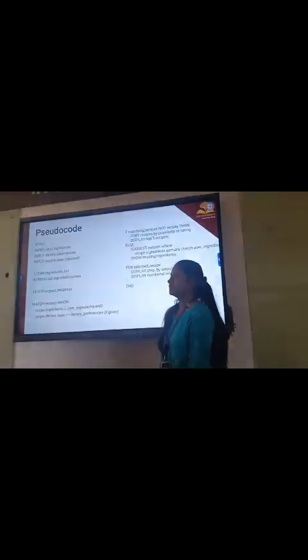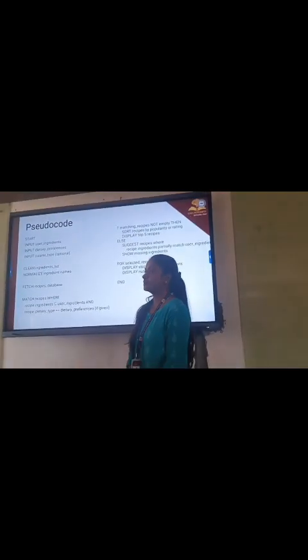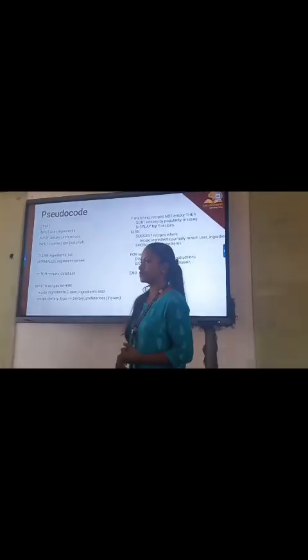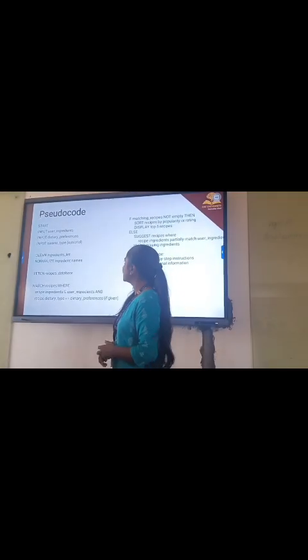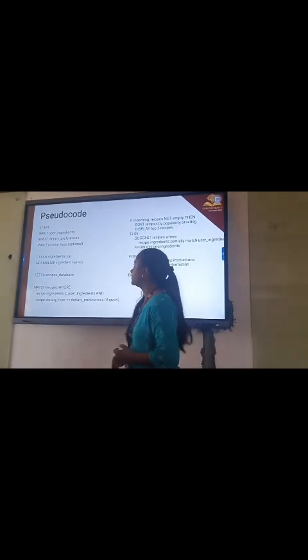Pseudo-code: input user ingredients, input dietary preferences, input cuisine type. So the system will start by taking these three main inputs from the user: the ingredients which the user has, the dietary preferences which the user wants, and the cuisine type. Cuisine type will be optional.